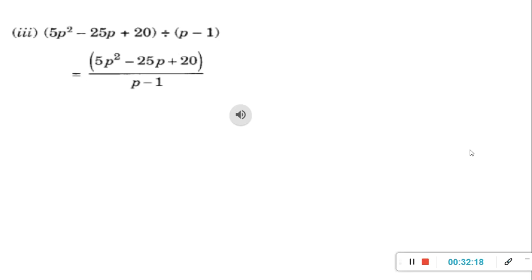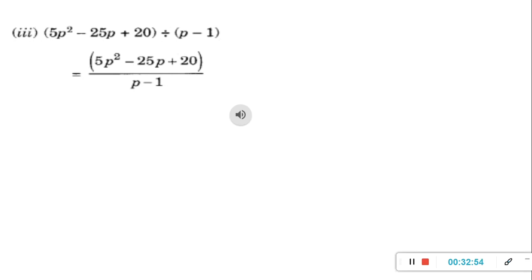Now third one: 5p square minus 25p plus 20, divided by p minus 1. Here p square is okay, that is a square, but 5p square is not a perfect square, right? So 5 is there. In this case, what we have to do: the last term 20 is there, then 20 into 5, that is 100. Means the first x square, here only p square we can take as x, but the remaining coefficient we will multiply with our third term, that is 20 into 5, that is 100.